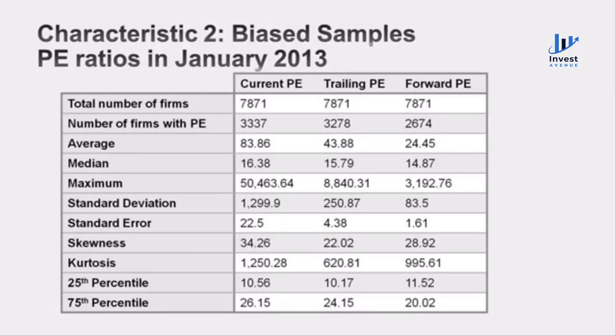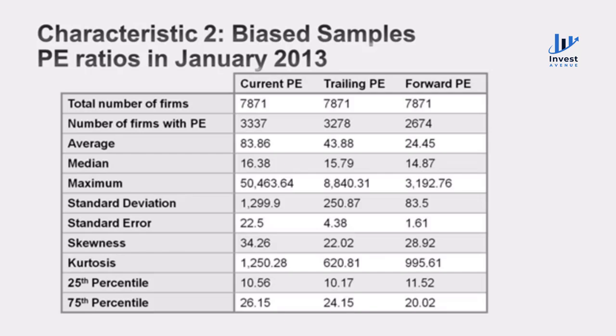I started with the two numbers we always do with any distribution, the average and the standard deviation. And the average number for current PE for US stocks is staggering. It's over 80. But before that scares you too much, keep going down the table and you'll see a median value for the PE ratio. Notice it's about 16.5. That is a much more meaningful number to focus on if you're looking at PE ratios.